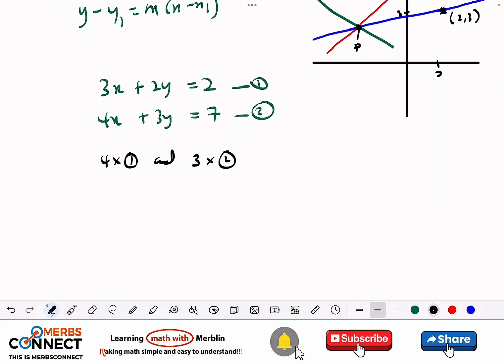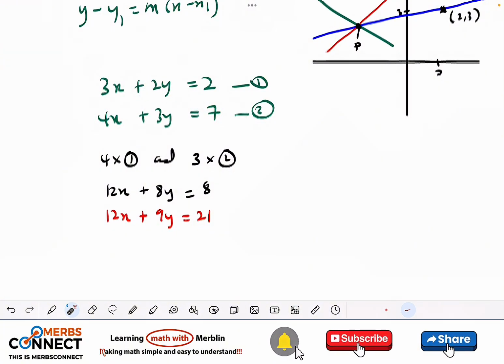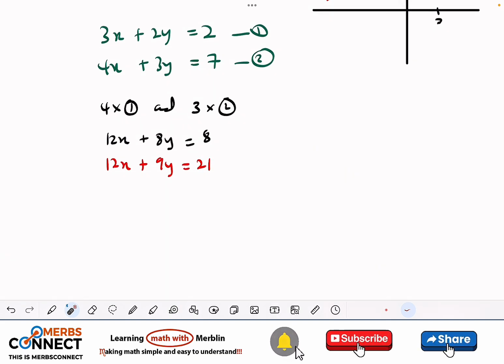So my equation 1 now becomes 12x plus 8y is equal to 8. And my equation 2 now becomes 12x plus 9y is equal to 21, right? So I multiply this one by 4 throughout and this one by 3 throughout, so that the coefficients of x will be the same. If you want to eliminate y first, you can multiply this one by 3, everything, and multiply everything here by what? 2. And you are going to eliminate y.